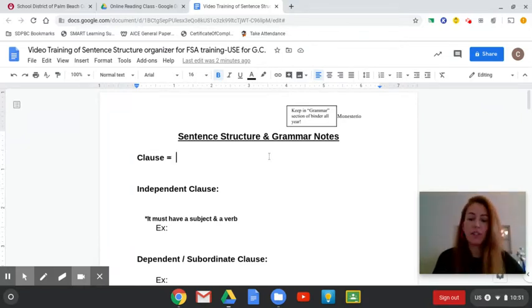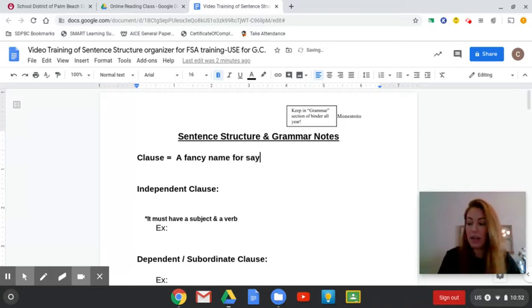Okay, so the first thing, a clause. A clause is just a fancy name for a group of words. So whenever I say a clause, that's what I'm talking about, a group of words. It cannot be just one word because that wouldn't be a group. It has to be a group of words. So let's write that down. A fancy name for saying a group of words. Okay, these are the basics so you can understand how to do sentence structure.